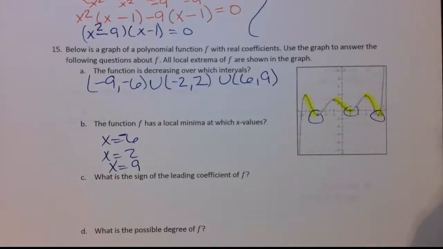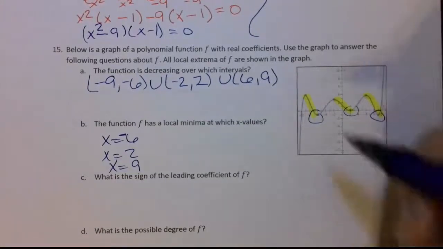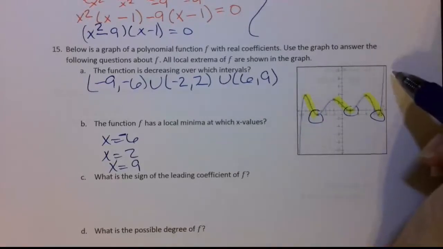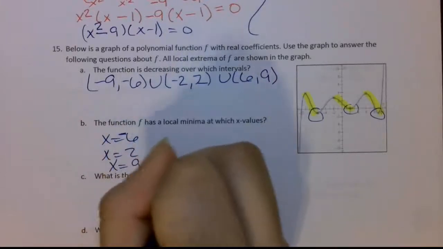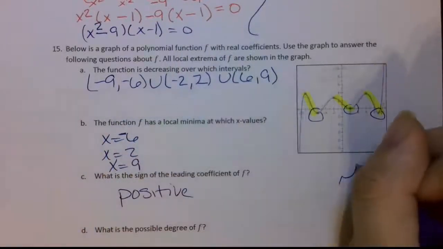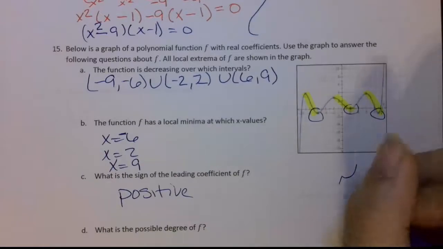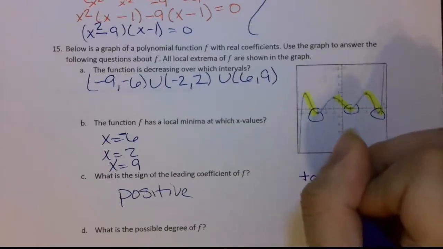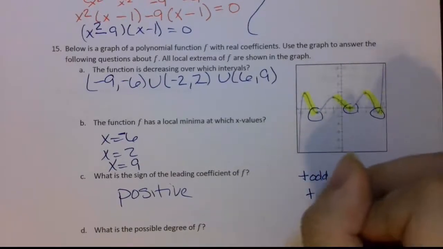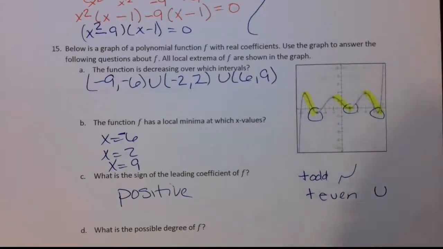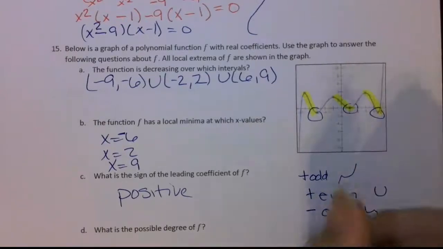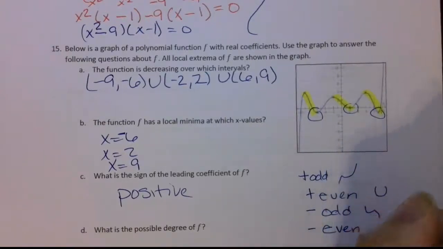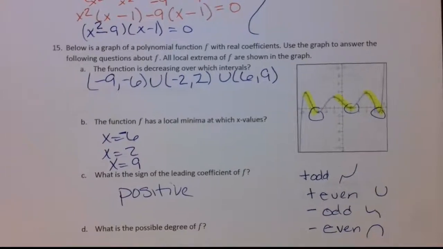This one wants to know what the sign of the leading coefficient of f is. It starts in the bottom and goes up, so that's a positive function. Remember, positive odds do something like that. Positive odd. Positive evens look like U's. Negative odd looks something like that. Negative even looks like that.